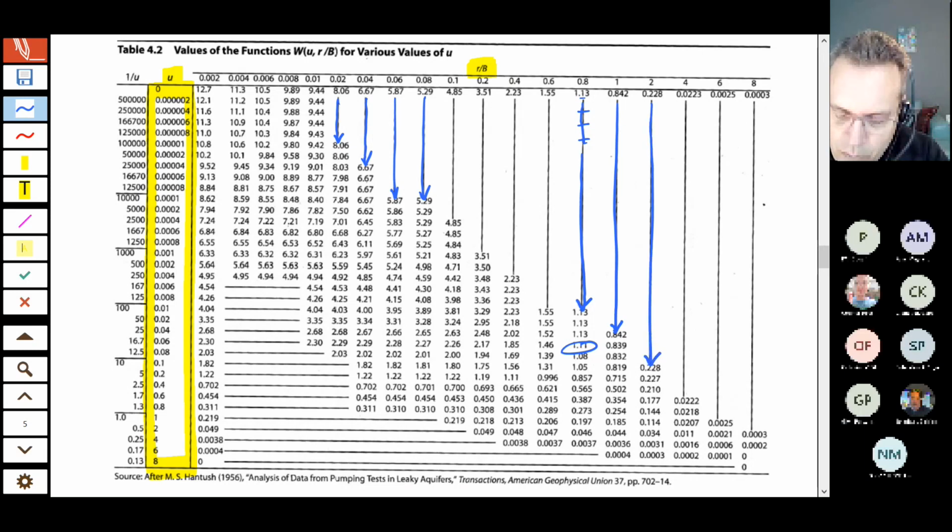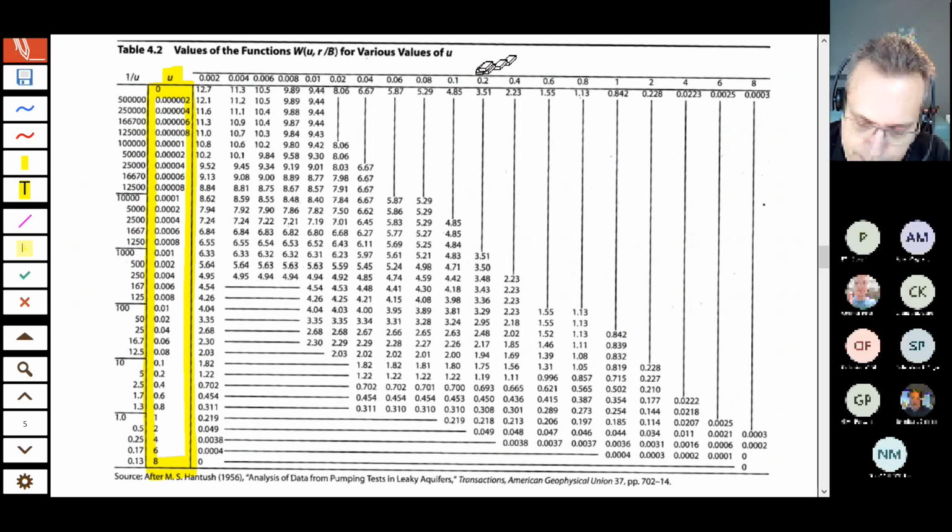But unfortunately, what are the chances that our values are going to be exactly 0.6 or 0.8 of the ratio R over B versus a value of U? So that means we're going to have to do, again, 3 interpolations, just like we did in the Theis method, where we interpolate between 2 values of R over B, get a result, interpolate between 2 values of U, get a result, and then interpolate between those values. So it's a triple interpolation. Again, we'll do the first one together just so you get the gist of it, not to leave you hanging out to dry.